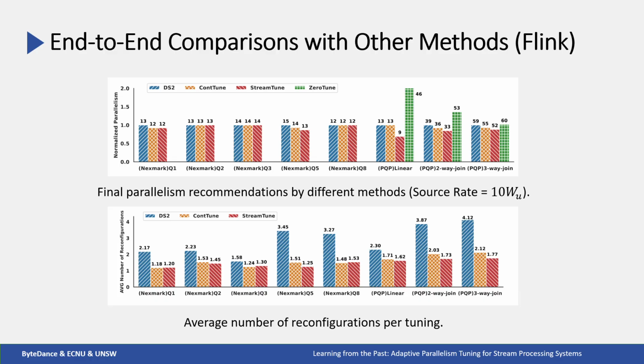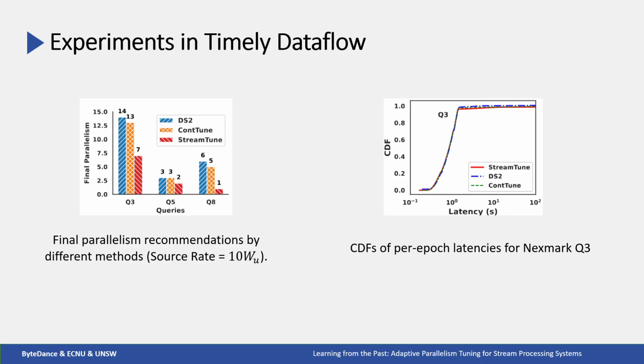And in most cases, StreamTune 2 requires fewer reconfigurations, because it leverages global historical data from similar data flows, combined with the GNN to capture operator-level bottlenecks, which makes its reconfiguration actions more accurate. The above experiments are conducted on Flink. As to timely dataflow, the experimental results are similar. StreamTune 2 recommends smaller parallelism while maintaining the processing ability.